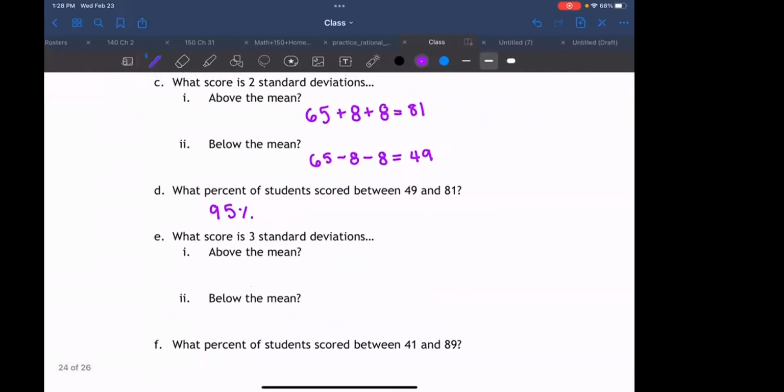Okay, how about this? I'm gonna give you 3 minutes. Try the last 2, E and F. See what you can come up with, and we'll come back together really soon.